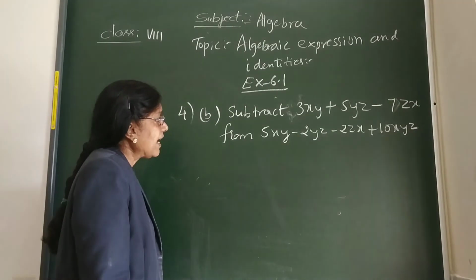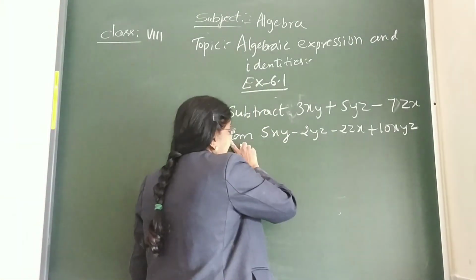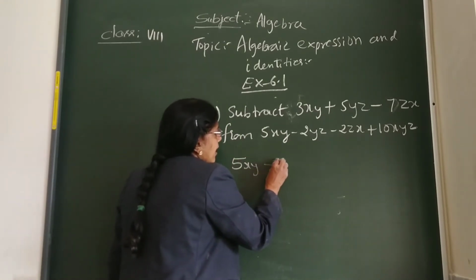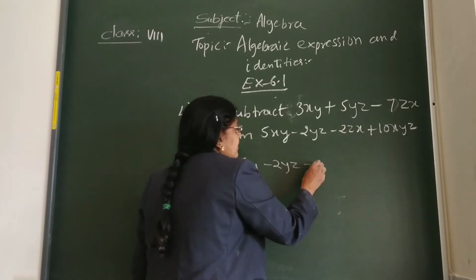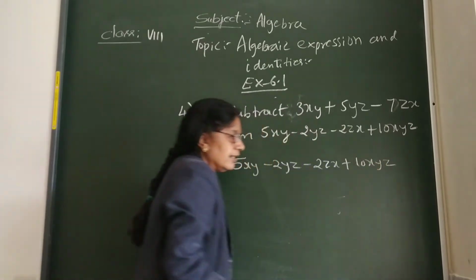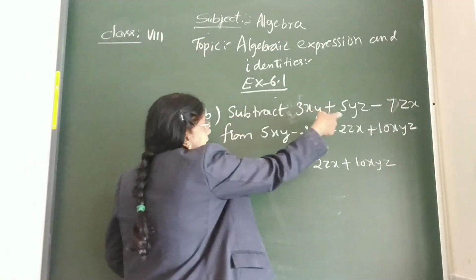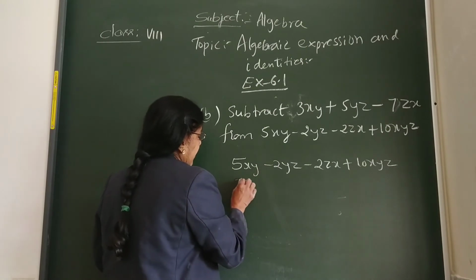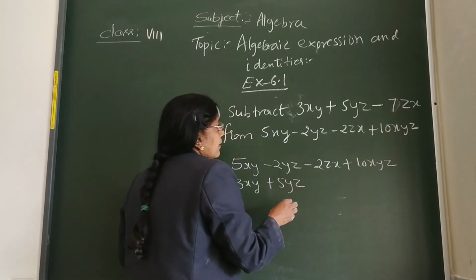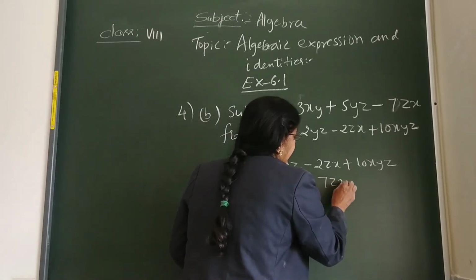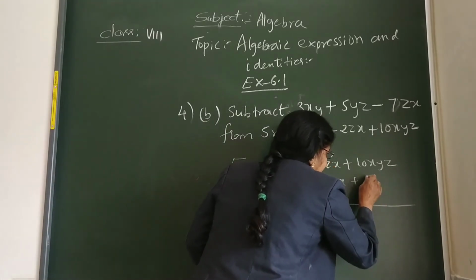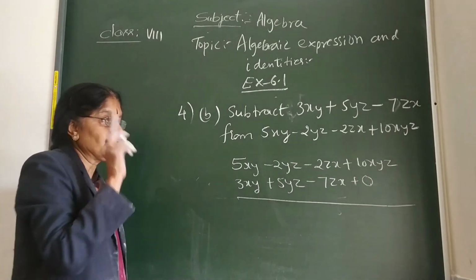So first we will write down the polynomial which comes after "from". 5xy minus 2yz minus 2zx plus 10xyz. Below this we write the polynomial that is to be subtracted. Below xy, xy, so 3xy plus 5yz minus 7zx, and nothing is there over here, so you will take it as 0. Nothing is given there, that you have to keep in mind.